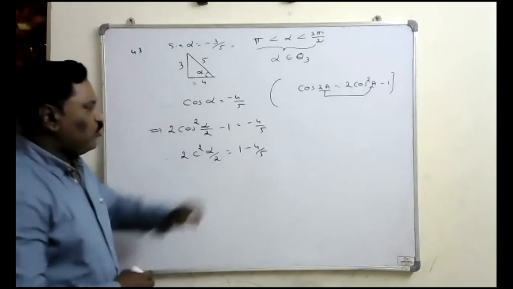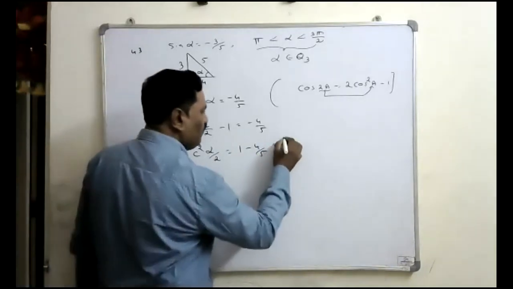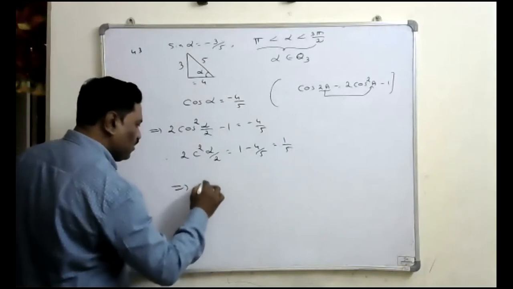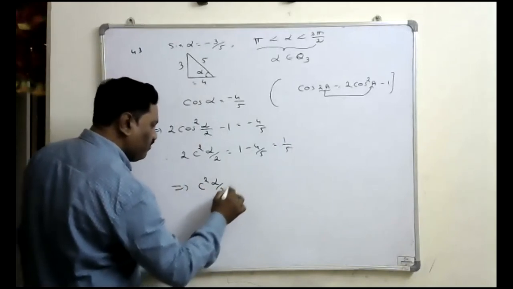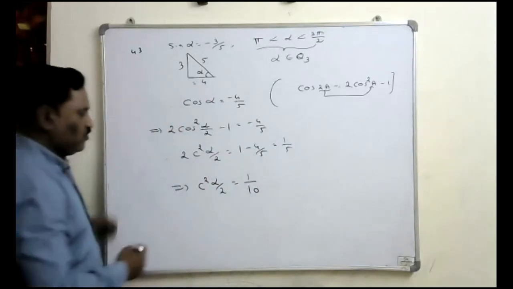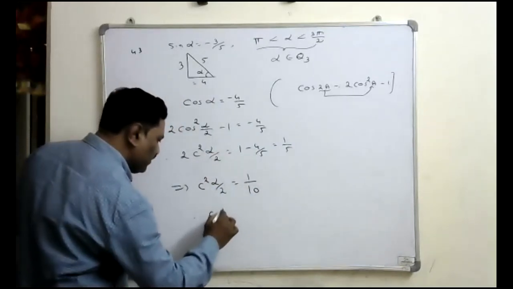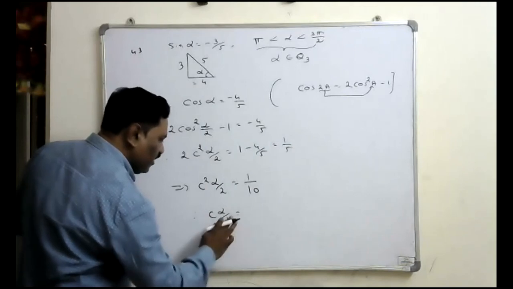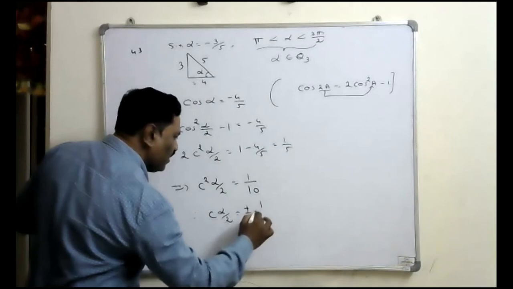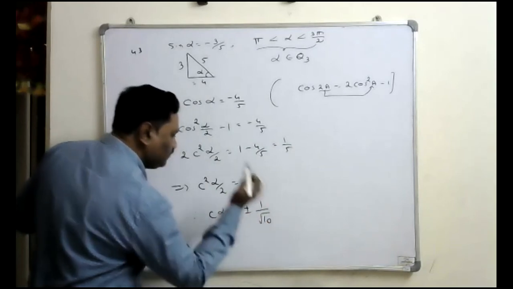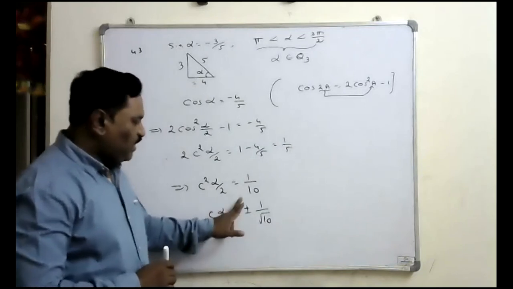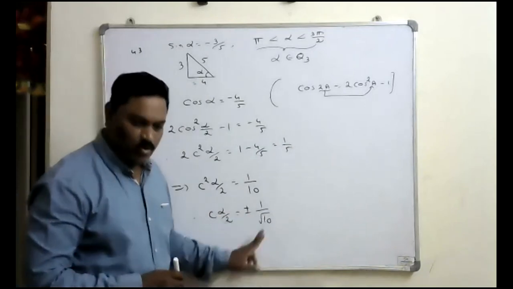So 1 minus 4 by 5 is 1 by 5. Then divided by 2, we get cos square alpha by 2 equal to 1 by 10. Therefore cos alpha by 2 is equal to, removing the square, plus or minus 1 by root 10. Cos alpha by 2 value we got is plus or minus 1 by root 10.